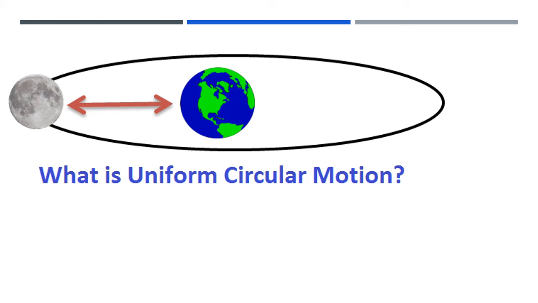As you all know, the moon revolves around the earth. This is also considered circular motion, and the moon travels along its orbit. It revolves around the earth in a fixed path. So this is an example of uniform circular motion.